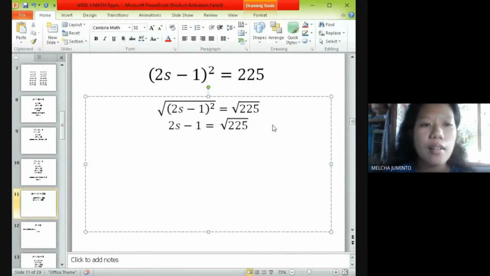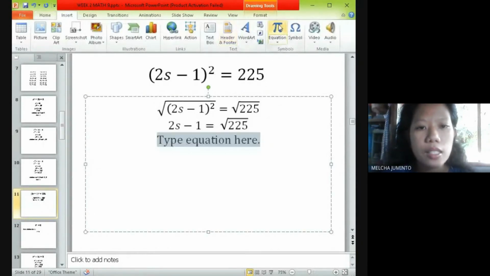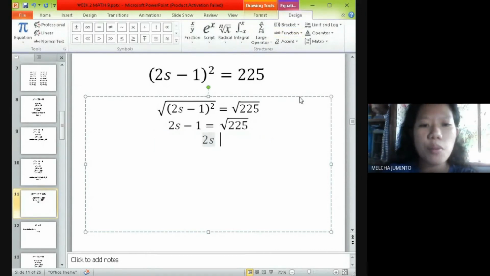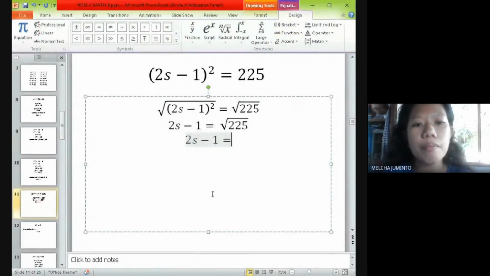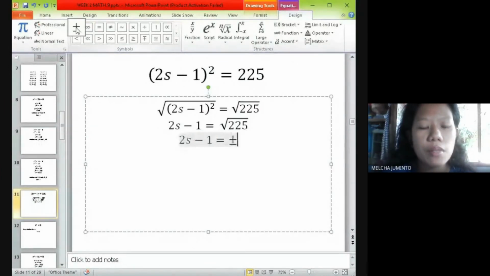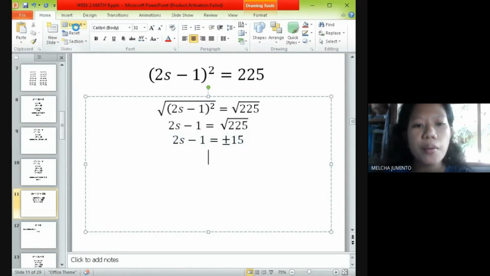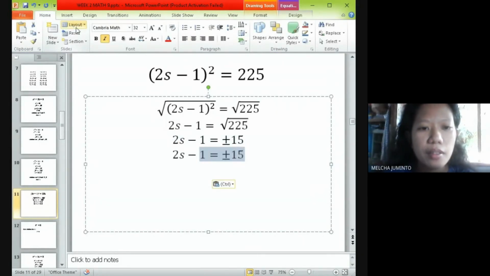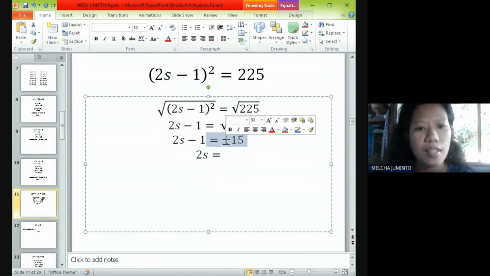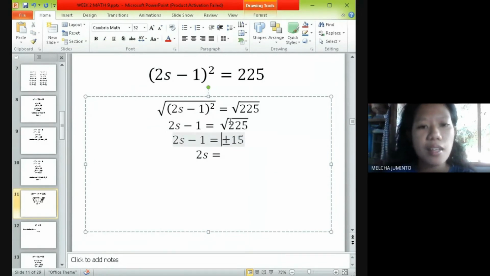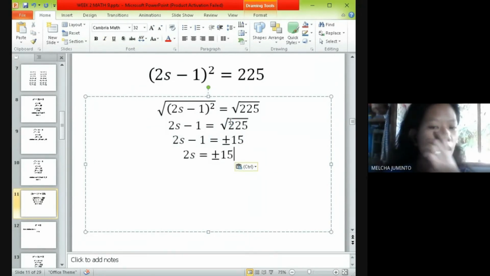Therefore, we can now continue the solution as 2s minus 1 equals, again, pag square root po, there are two values. One is positive and one negative. So we will write positive and negative 15. Okay, next step. Continue the solution. We now have 2s equals positive and negative 15. And then negative 1 should be transferred from left to right.